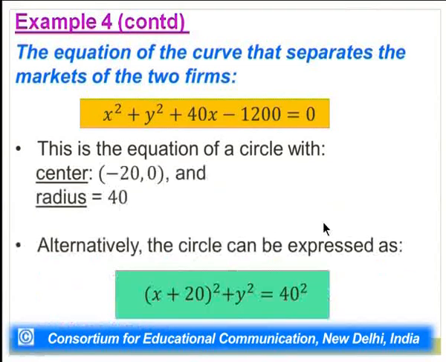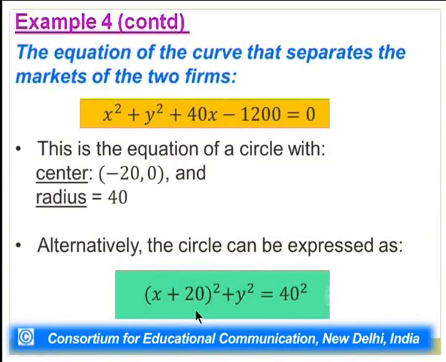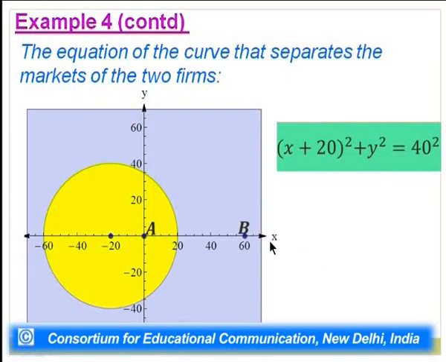So that gives me the equation of the circle, which is the curve that separates the markets of the two firms. Alternatively, I can express the circle as x plus 20 the whole square, because the center is at minus 20 comma 0. So this is written as x plus 20 the whole square plus y square equal to 40 square. 40 is the radius. So you can see here, I've given you a visual.